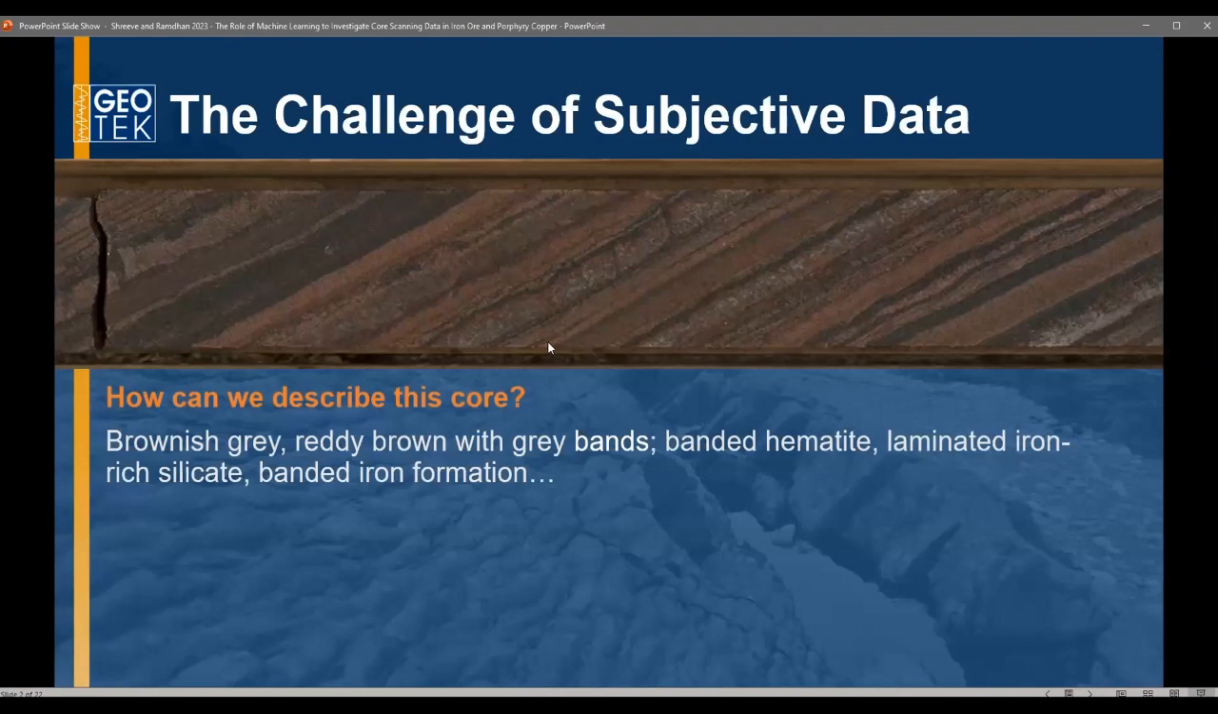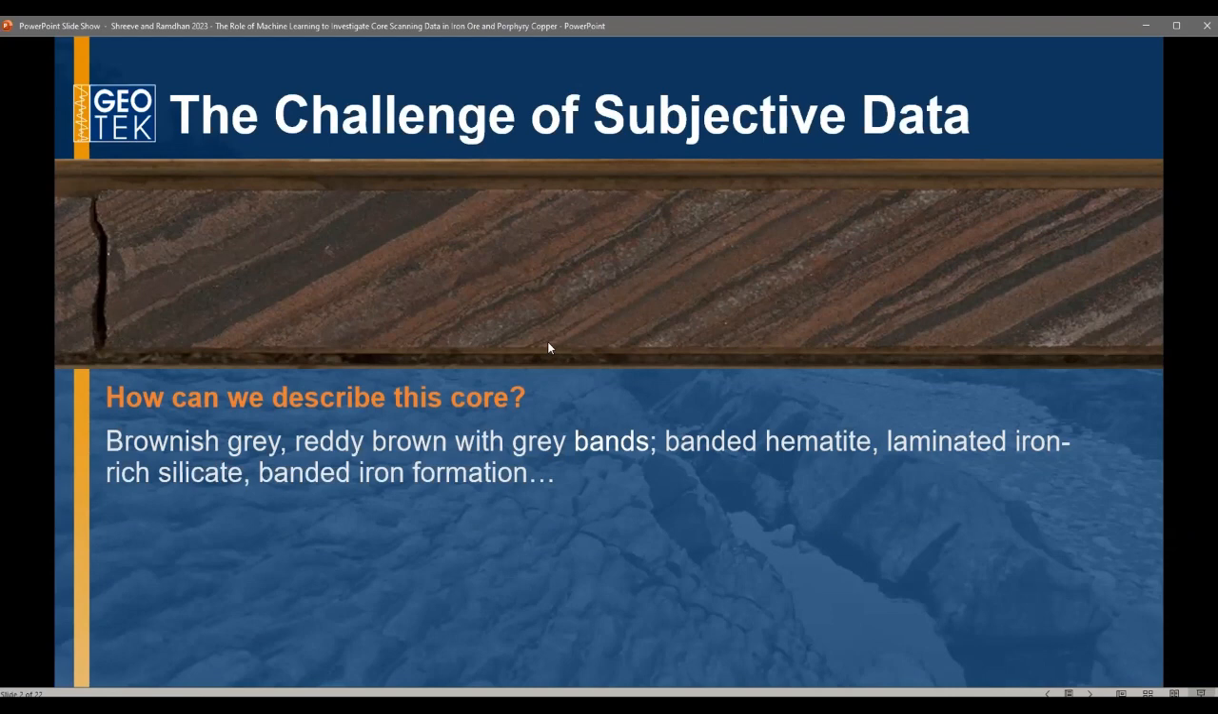So I want to start this presentation by outlining the challenge of subjective data, because part of what we have with a lot of our objectives is people dealing with description of core. So for example, let's take this core on the screen that you can see here. How can we describe this core? What's the best description that we could give it? Now, is it brownish gray? We describe it by color. We can talk red and gray bands. We can talk about lithology, banded hematite. We might talk more descriptive, a laminated iron silicate, or indeed talk a little bit about what it is. It's a banded iron formation.